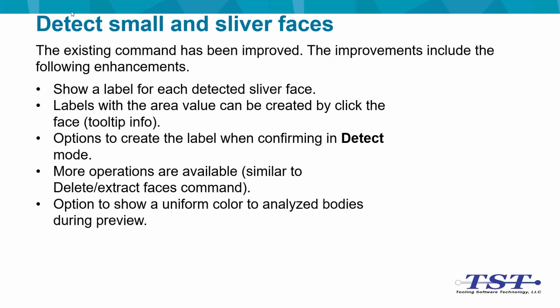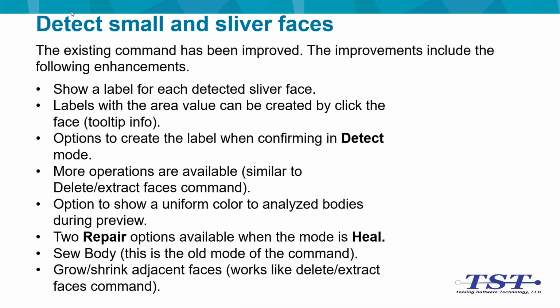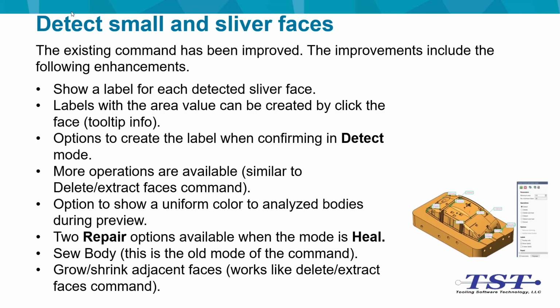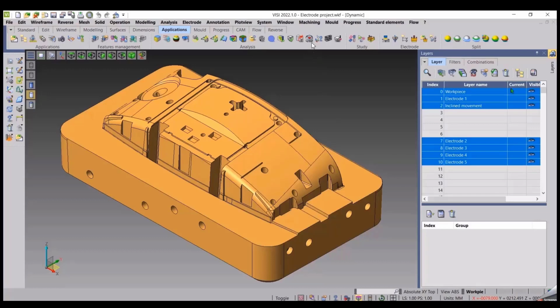So the option shows uniform colors and analyze bodies during the preview, and you have the ability to use repair or heal on these areas as well as sew bodies. So we could grow and shrink adjacent faces as well within the small and sliver faces. So you can see here's a dialog and some of the new enhancements that have been improved with the detect small and sliver faces. So here's just a quick video of it.